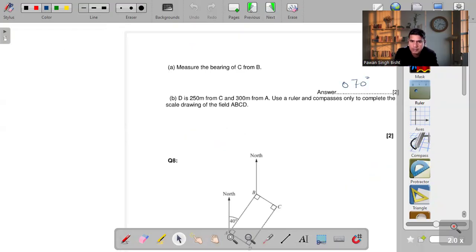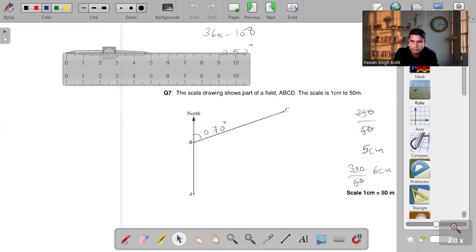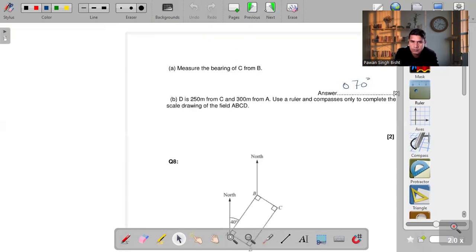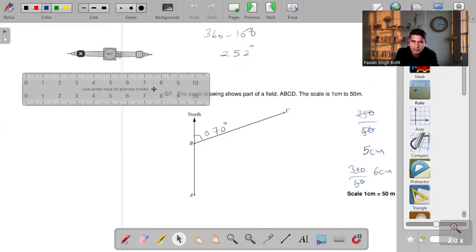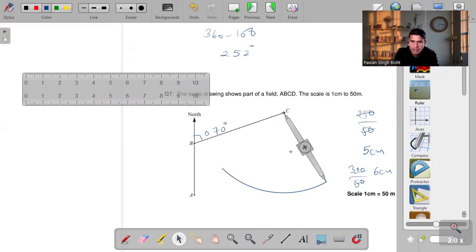Okay, so they say D is 5 centimeter from C. 5 centimeter means here. So from here we have to draw a 5 centimeter arc. So you put the tip of your compass here, okay, and we cut an arc. This time we cut a bigger arc because otherwise I have to draw it again. Yeah, like that. Next, 6 centimeter again.